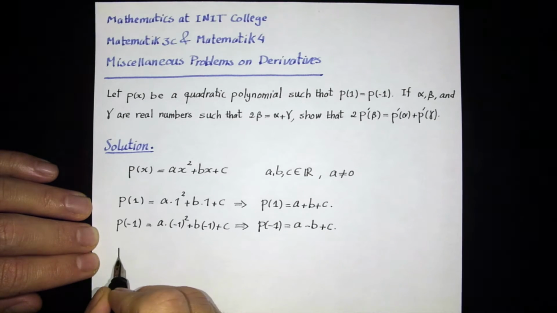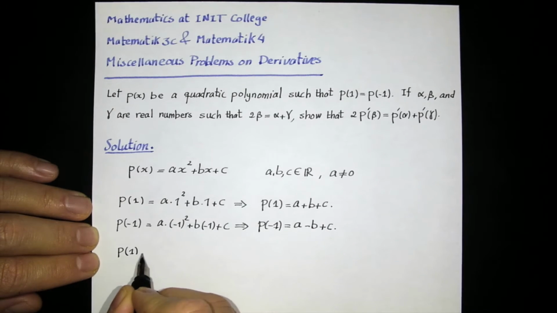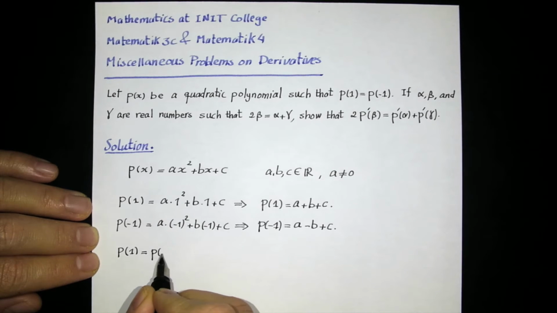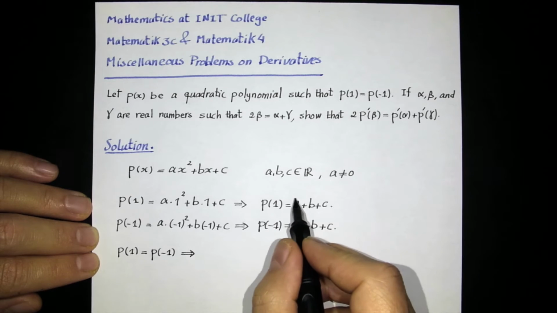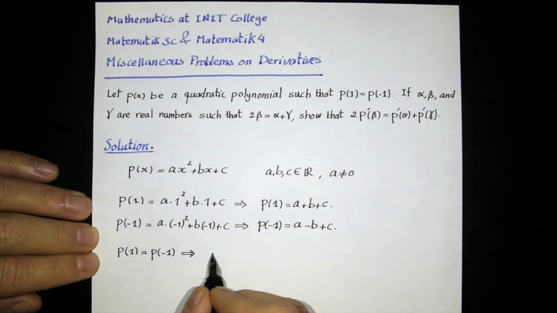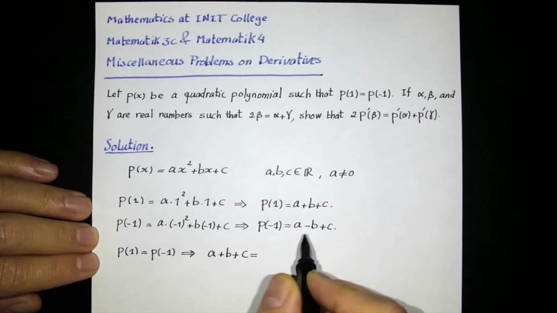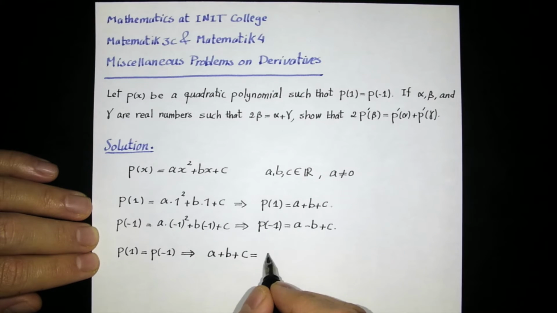But I know that, according to the problem, p of 1 is equal to p of minus 1. So this implies that p of 1 is this expression that you see here. So a plus b plus c is equal to p of minus 1, which is a minus b plus c.